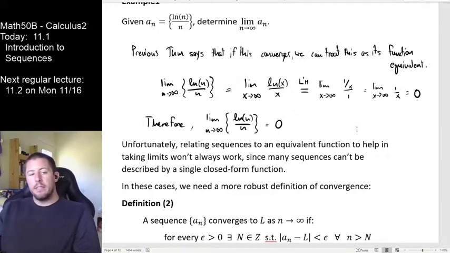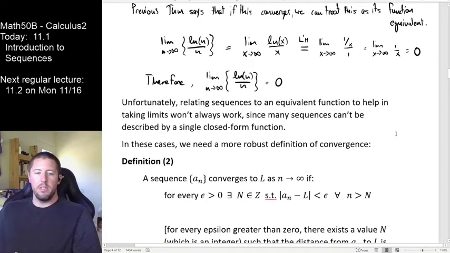But the point here is, since we can't always rely on being able to describe a sequence equivalently as a function, we're going to need a better definition of convergence. We can't rely on describing this as convergence in the sense of a function's limit converging as well. So we need a little bit better of a definition here, and here's where I'm going to club you over the head with some new math notation.